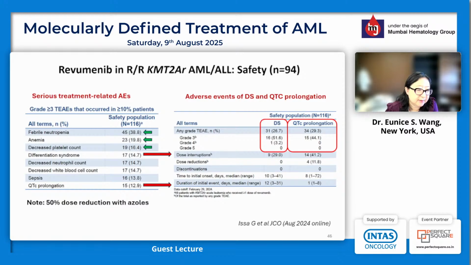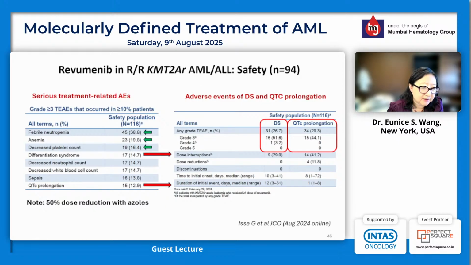What are some of the side effects? Well, you can see that there was this QTc prolongation. About 29% of patients, so about a third of patients, had QTc prolongation, and in 44% of these patients, it was grade 3 and above. And 50% of patients did require dose interruptions or dose reductions due to this QTc prolongation, which occurs usually within a week or two of starting drug.